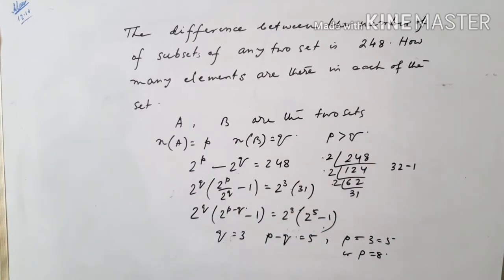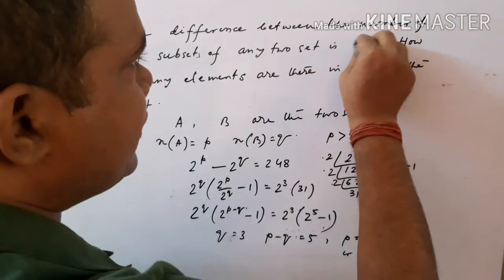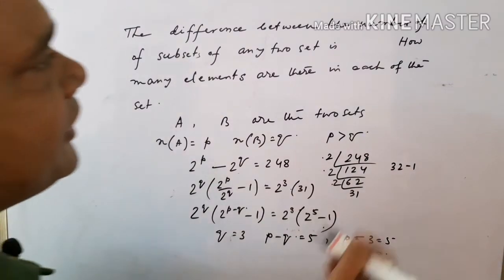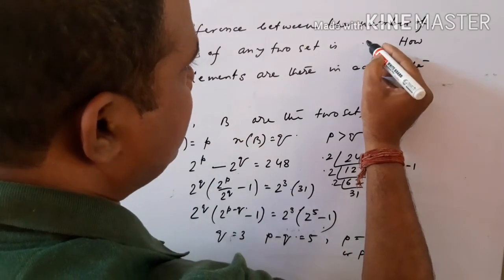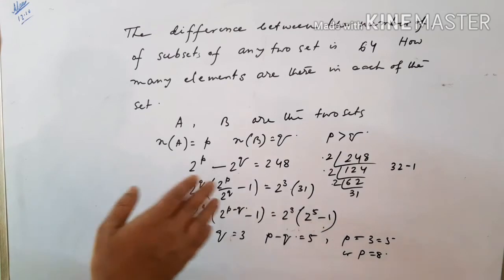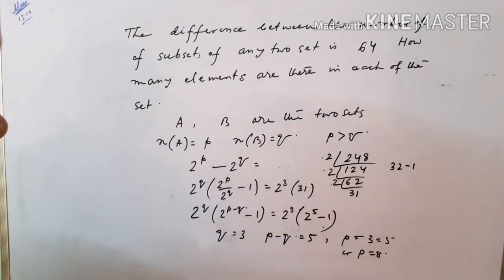Now see another case. If the difference between the numbers of possible subsets is a number which is exactly a power of 2, let us suppose I am taking 64. Clear? So the difference between the numbers of subsets of any two sets is 64. So here, same thing: let A and B be the two sets, n(A) equals p, n(B) equals q, where p is greater than q. And here I am writing 64.